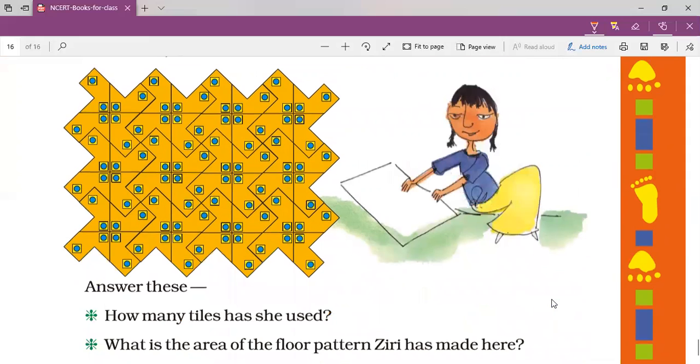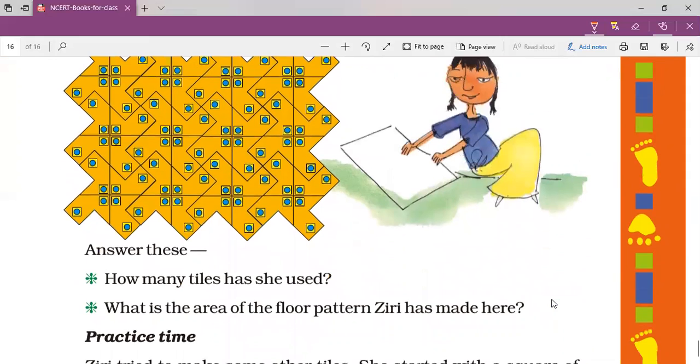So answer these questions. How many tiles has she used? What is the area of the floor pattern Ziri has made here? So you know the area of the tile, and with the help of those tiles you can find the area of that floor pattern.